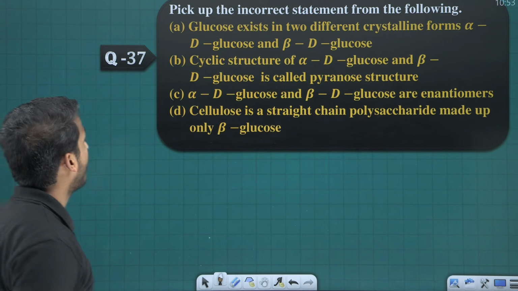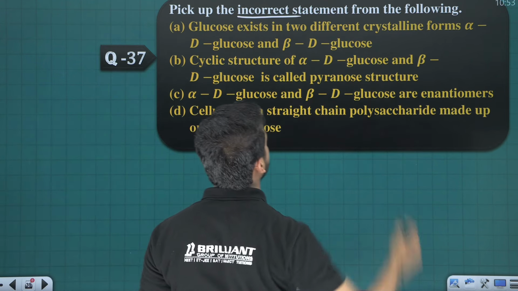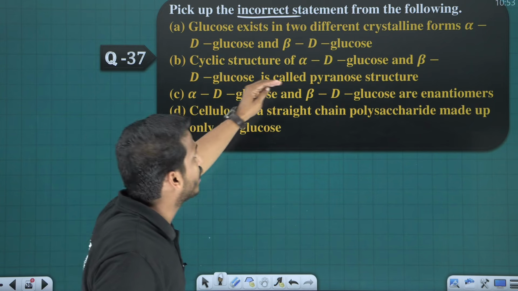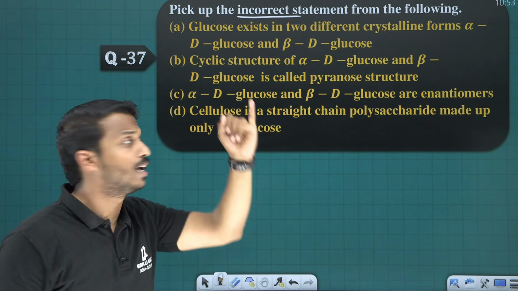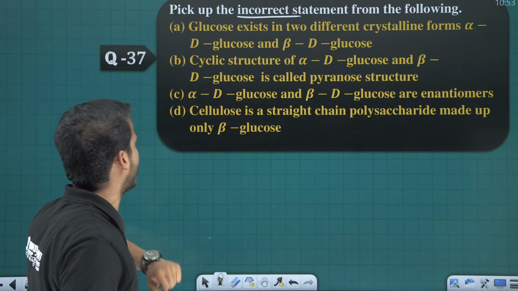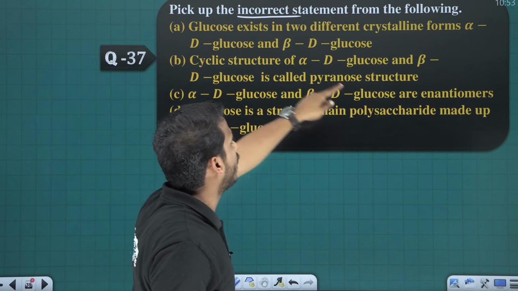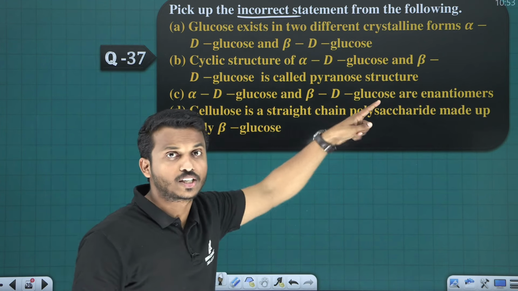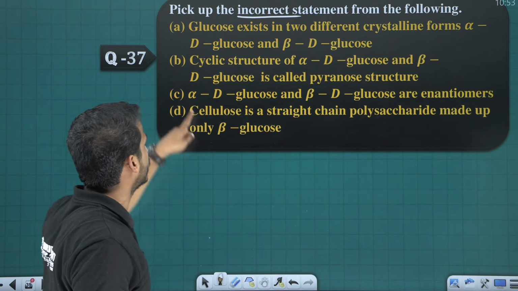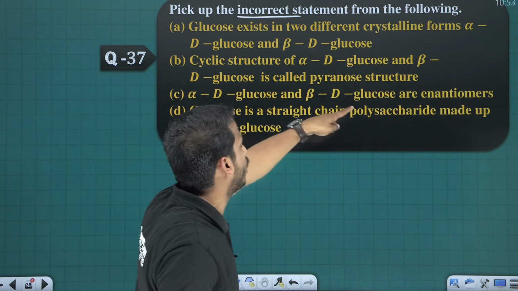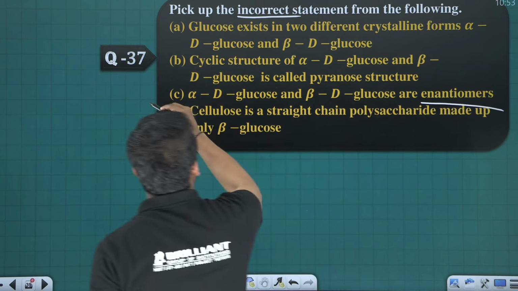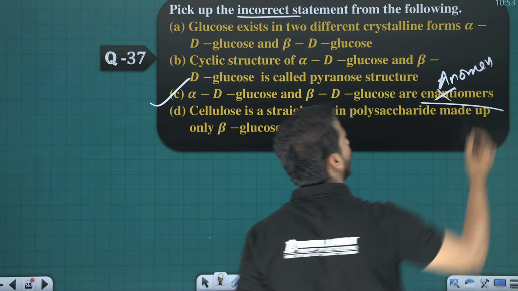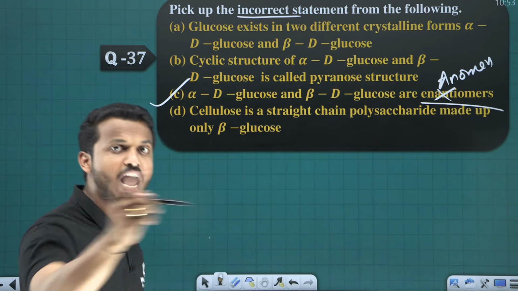Next one. Pick up the incorrect statement from the following. Glucose exists in two different crystalline forms, alpha-D and beta-D glucose, correct. The cyclic structure of alpha-D glucose and beta-D glucose is called pyranose structure. Yes, glucose is expressed in pyranose. Alpha-D glucose and beta-D glucose are enantiomers. No, they are called anomers.